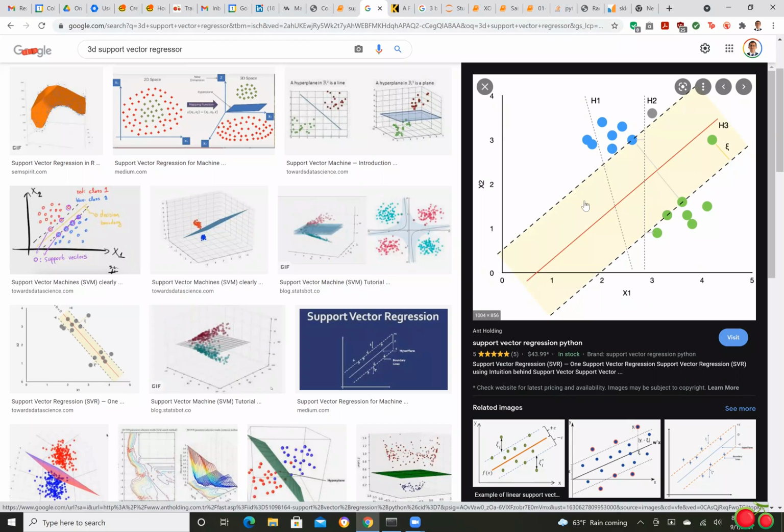Next time it encounters any new point, if the point is above the red line, it will tag it automatically as a blue point. If it is below the red line, it will tag it automatically as a green point. Does that make sense? This was a trick question, by the way.